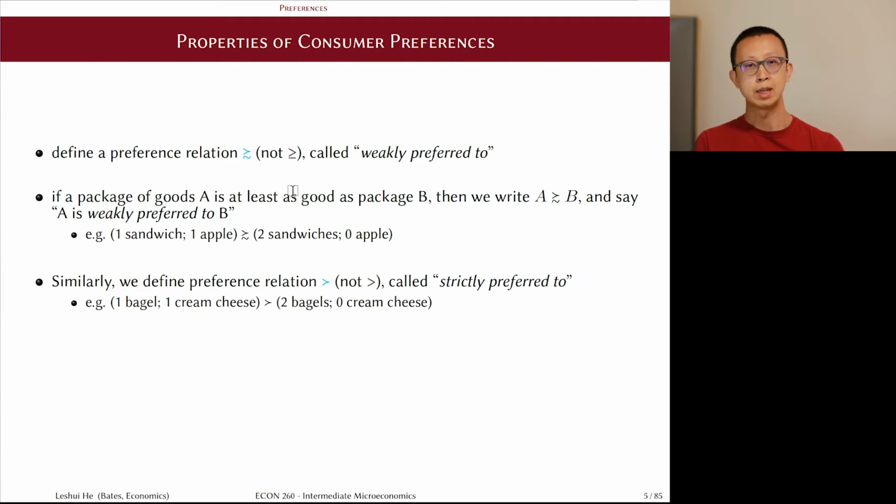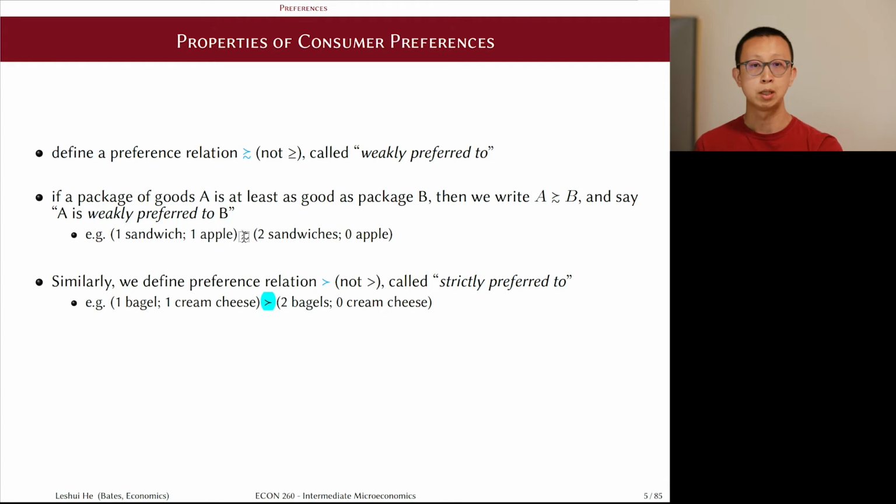Just like we can have strictly greater than when we have greater than or equal to, we can have strictly preferred to when we have weakly preferred to. For example, if I strictly prefer a bundle that has one bagel and one cream cheese over the other combo that has two bagels and no cream cheese, then I would write one bundle is strictly preferred to the other. What it means is that these two bundles are never the same to me. I would always choose one over the other.